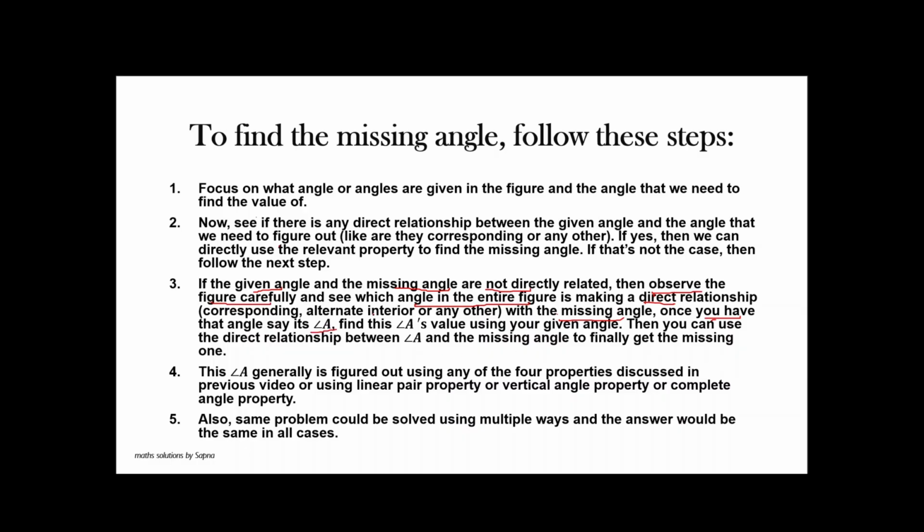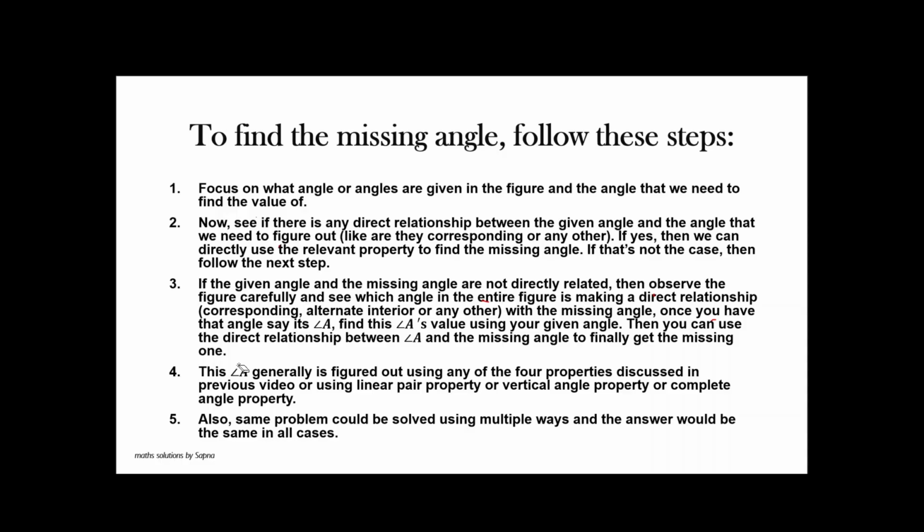Now first of all, our first step would be to figure out this A's value using your given angle, and then we can use the direct relationship between this A and the missing angle to finally get the answer, right? I'm repeating, if your missing angle and the given angles are not directly related, we focus on our entire figure and see that our missing angle is making corresponding, co-interior, alternate interior, or alternate exterior with which part of the figure, which point in the figure.